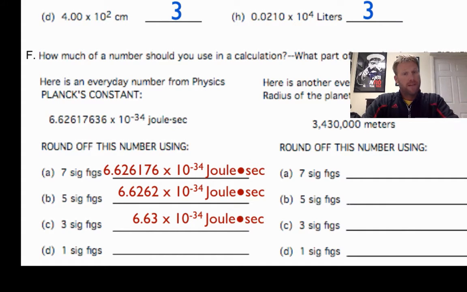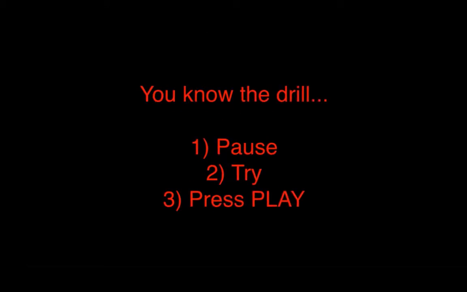To round to 1 sig fig, look at the 2nd digit, a 6 again. The 6 causes you to round up the 1st sig fig, so the constant would be 7 times 10 to the negative 34th joule seconds. Time for you to try it. Pause the video and round the radius of Mars to the indicated number of sig figs. When you think you have it, start the video and check your answers.